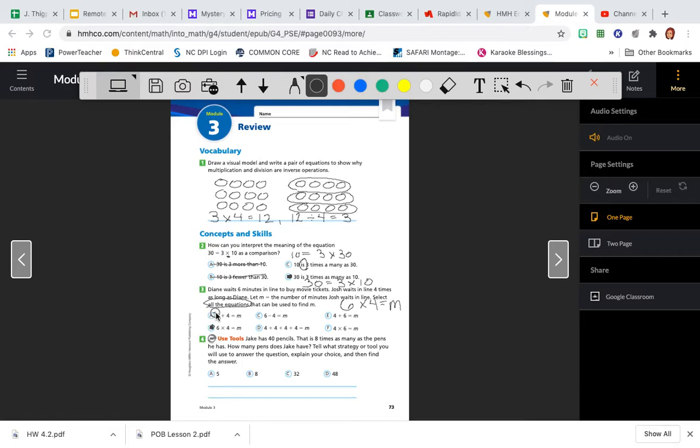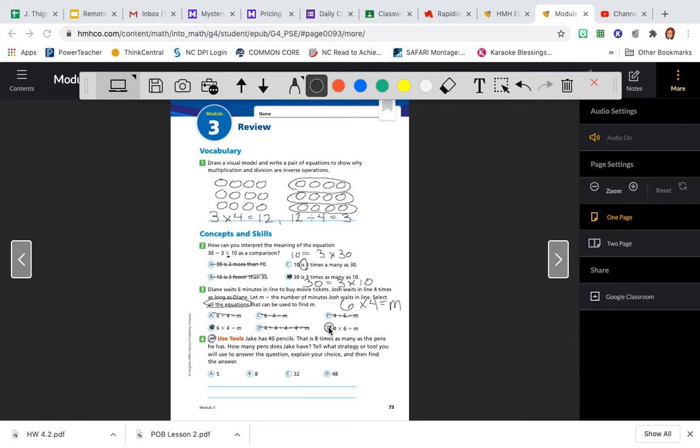Well, A is using a plus sign, so I know that won't work. C is using a subtraction sign. E is using a plus sign. D is using repeated addition, but we're not doing it enough times. We're only adding four times instead of 6 times. And then F. F is another possible answer. 4 times 6. All you're doing there is flipping the factors of the multiplication equation, and they will still give you the same answer. All right, and let's look at number 4.